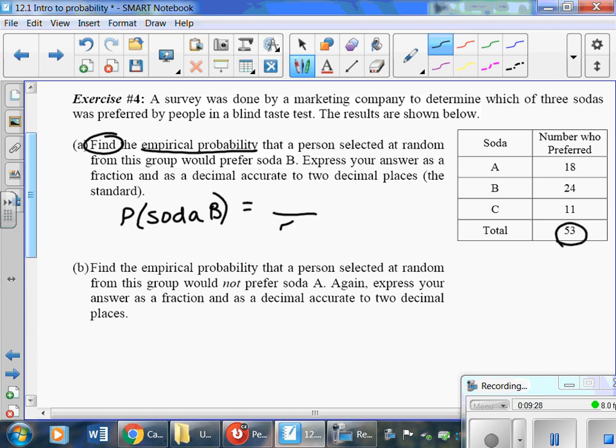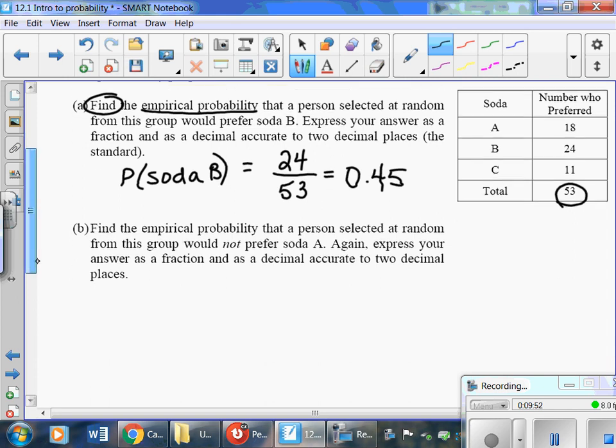So I know that is my sample space. I have 53 people who took this survey. And people who preferred soda B is 24. Now you can put this into your calculator and you get 0.45. You don't have to put the 0 in the front. It's just to remind you that that is a decimal point, not just a speck of dust.